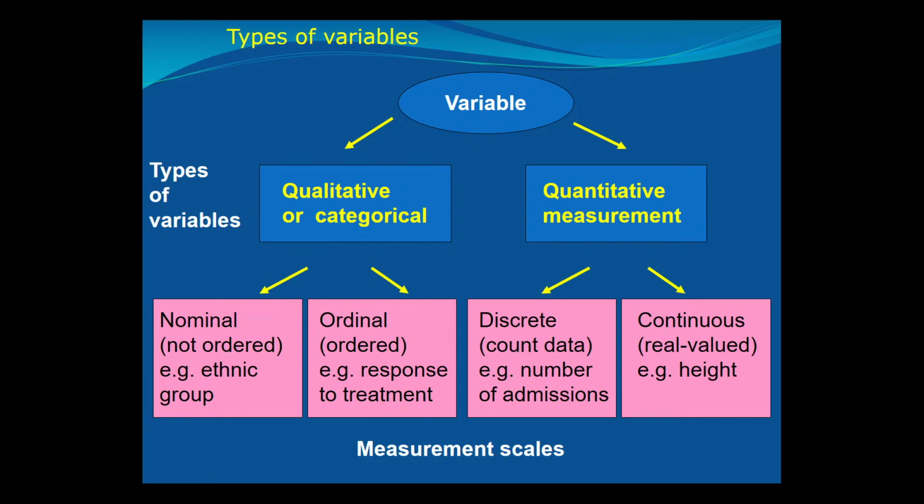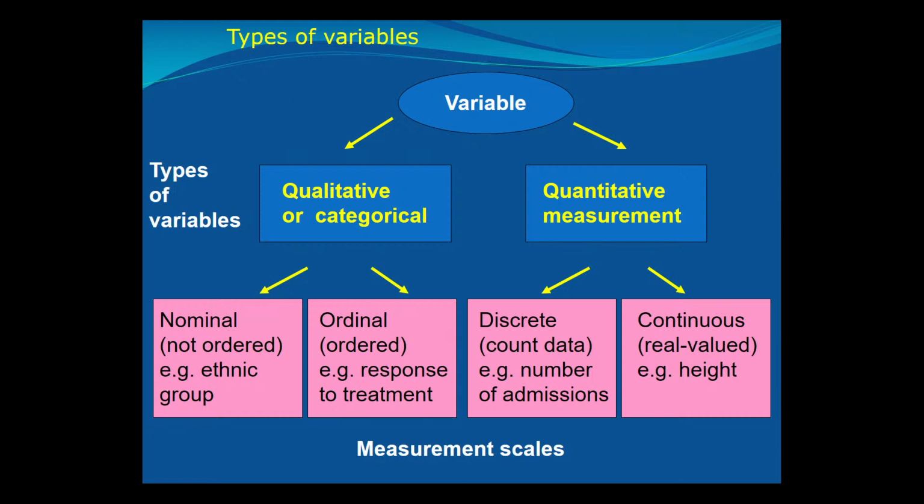Examples of nominal variable are, for example, gender, male and female, two different possible values. And an example of ordinal variable is, for example, response to treatment: weak, moderate, or high.